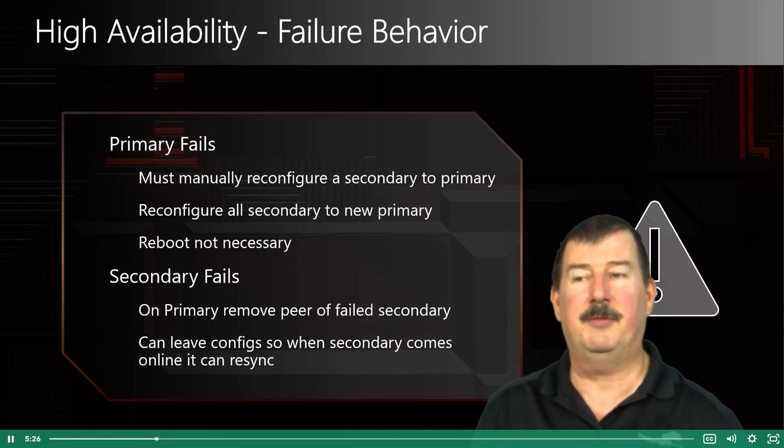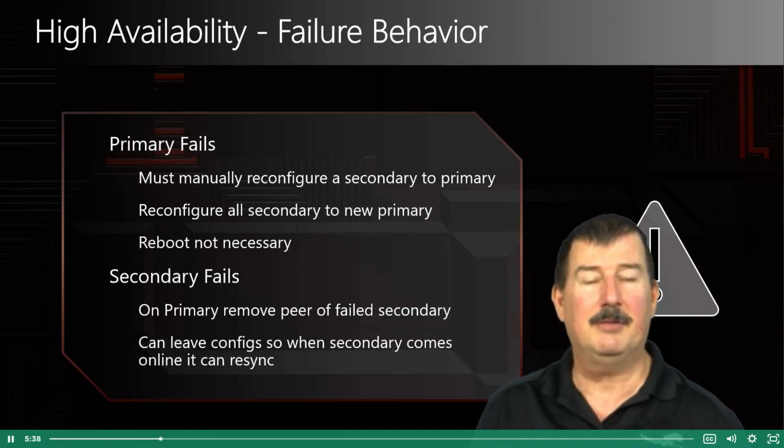Now, if the secondary fails, on the primary you just remove it from the secondary list. You can leave the configs on, so when the secondary comes online it can resync, but you remove it from the list. You may do this if you are upgrading a secondary device. You pull it out of the primary list, do your thing, bring it back online, push the config down to it, and re-add it to the secondary list.